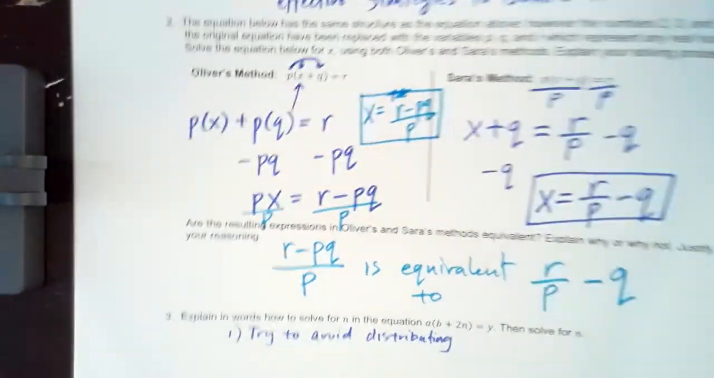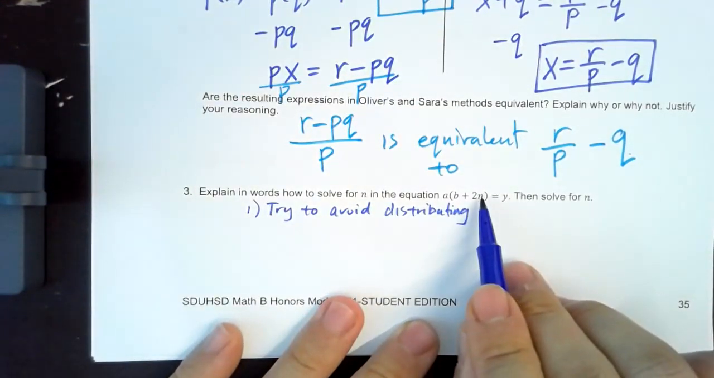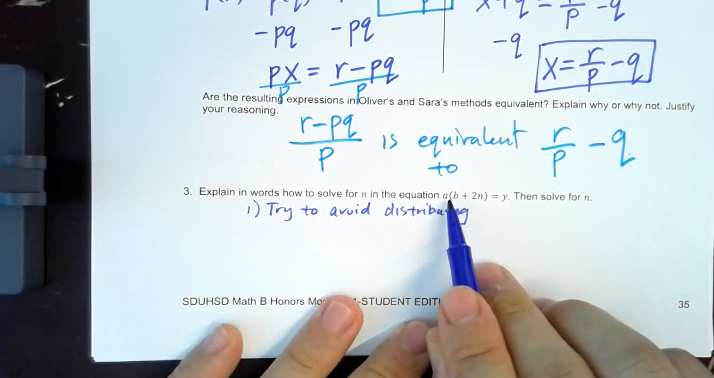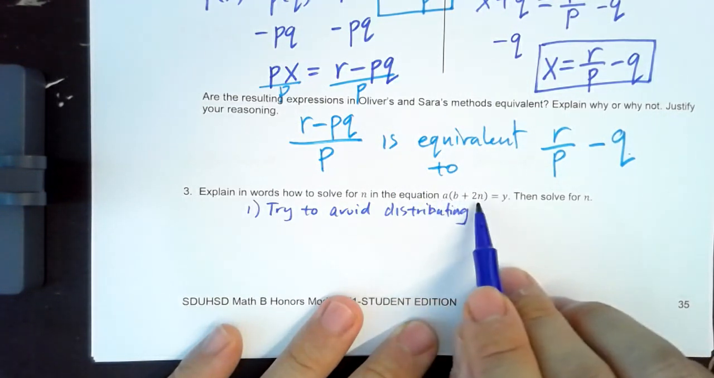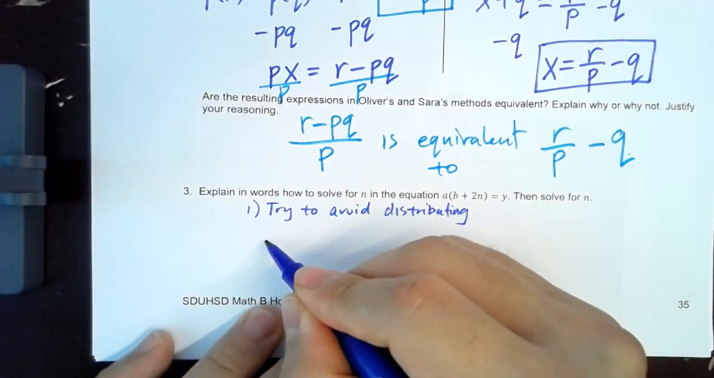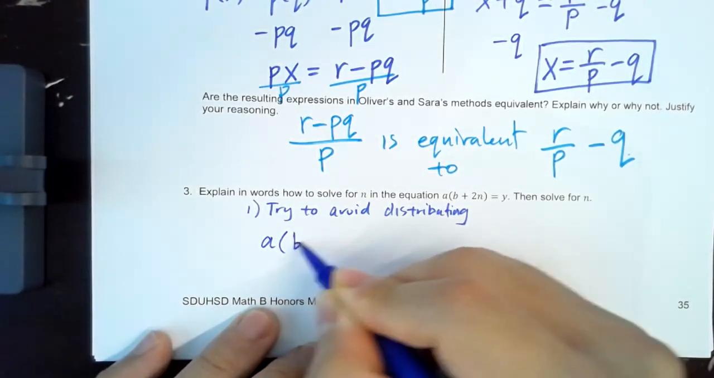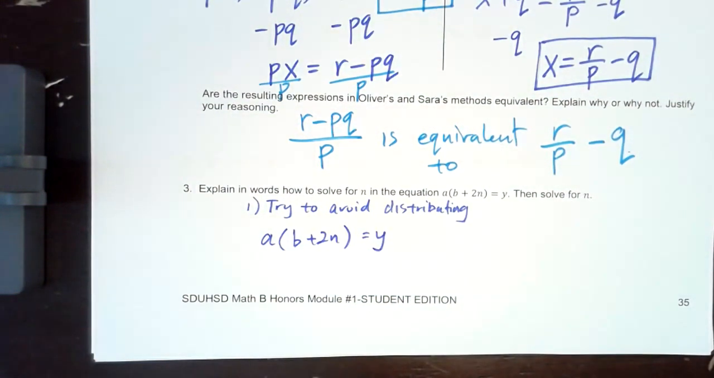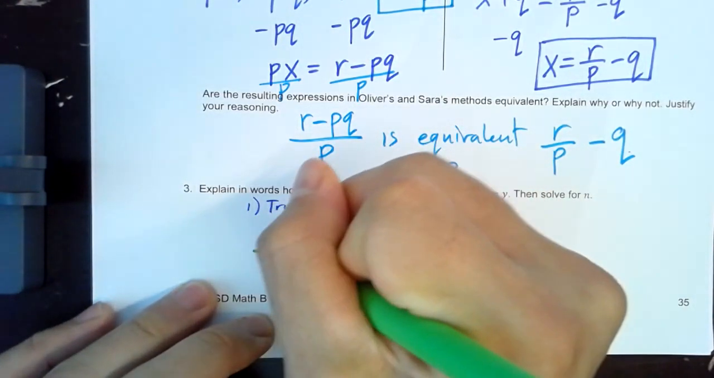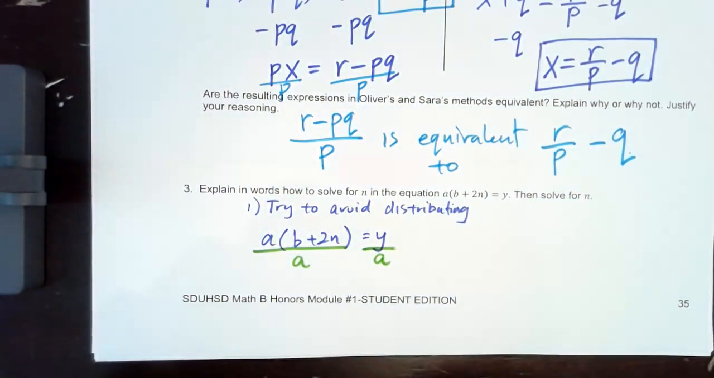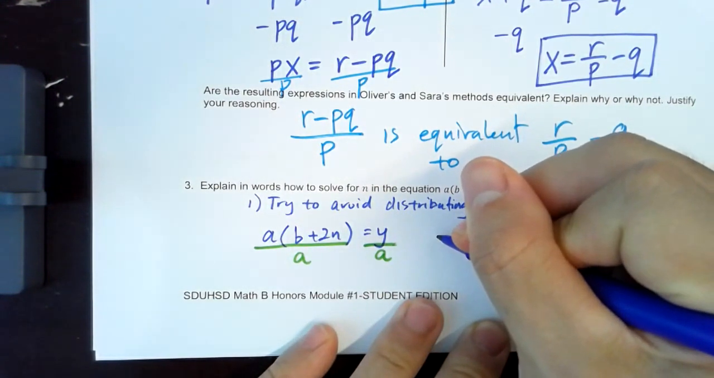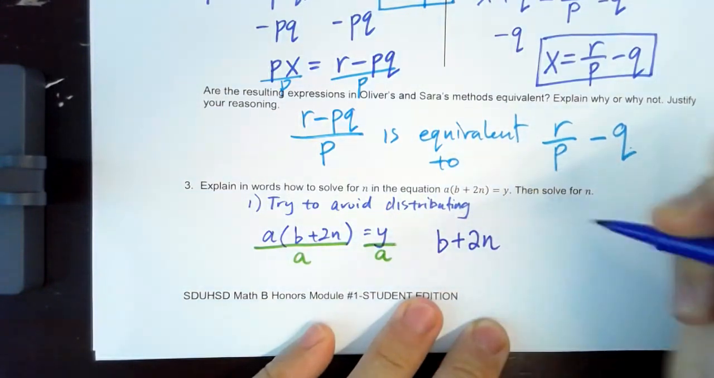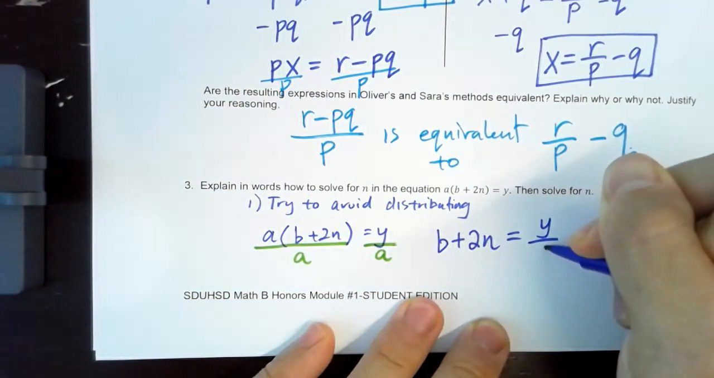Okay, so in number 3, you can see how we're trying to isolate the variable n. So what I would do first is I would divide both sides by a, right? I'll write this down again. A times b plus 2n is equal to y. I wouldn't distribute the a because that would make things more complicated. I would just divide both sides by a, and I get, now this is going to get kind of messy already, but I get b plus 2n is equal to y over a.